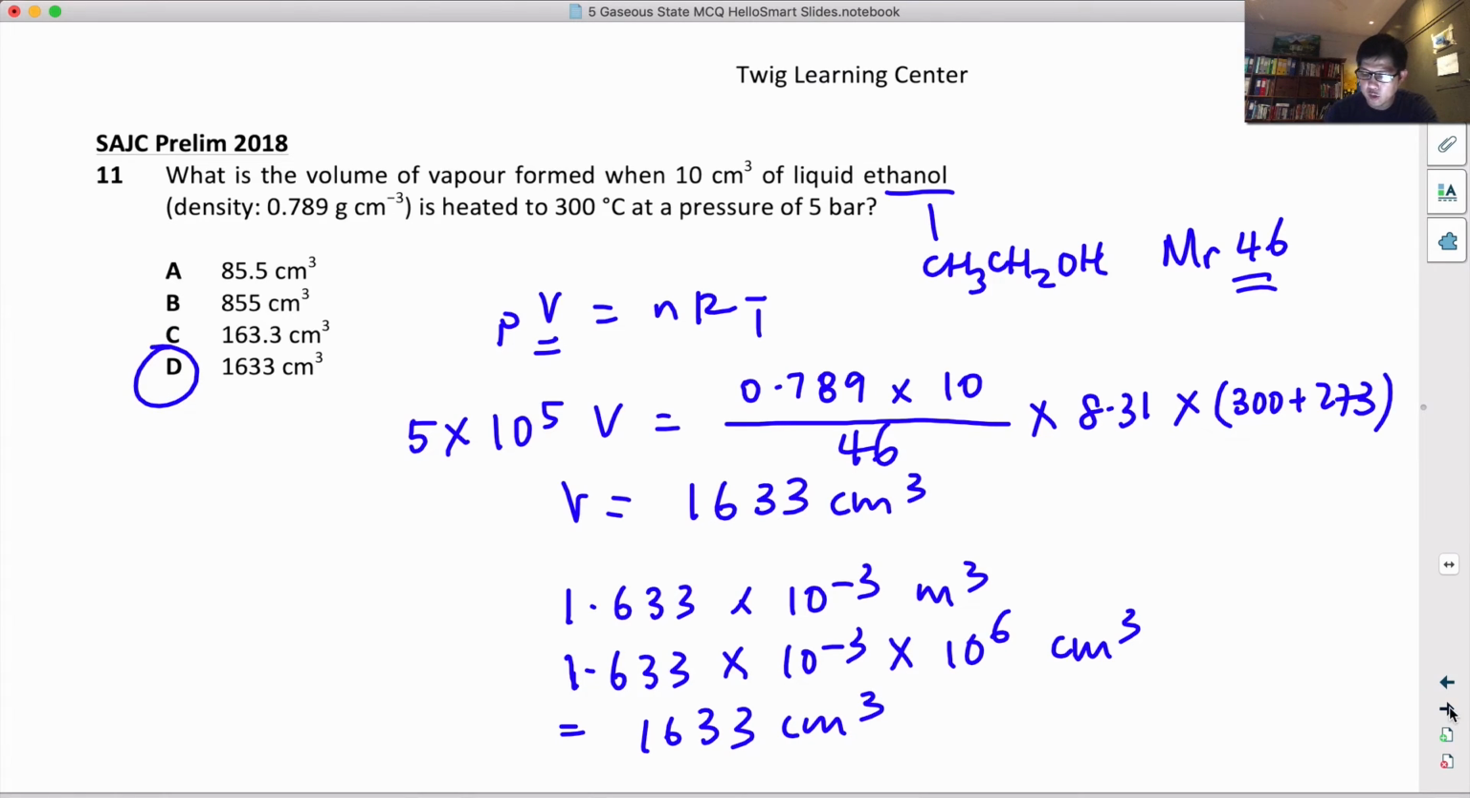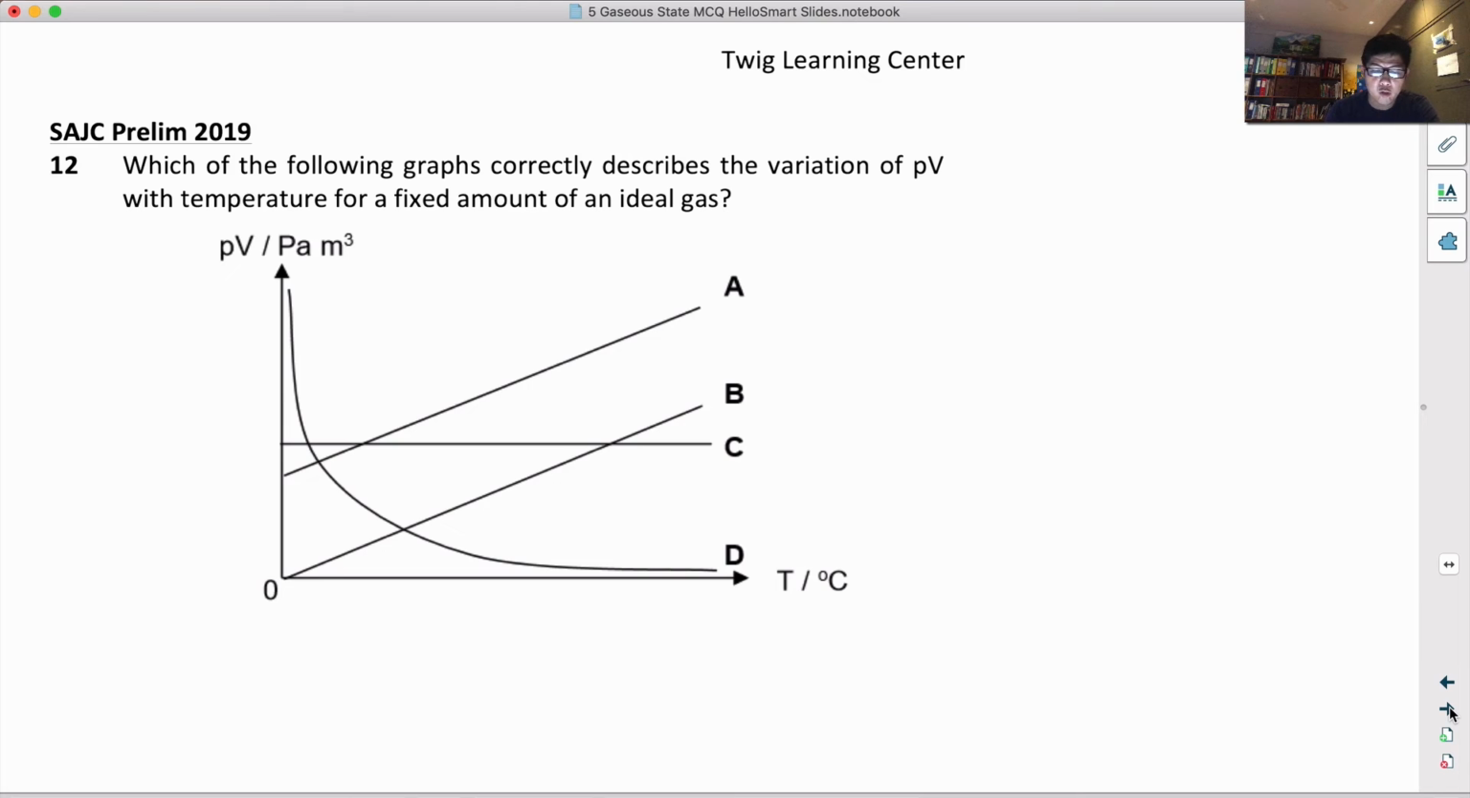Let's look at the next one, question 12. Which of the following graphs represents the variation of PV with temperature for a fixed amount of an ideal gas? So fixed amount, which means number of moles is a constant. PV equals nRT. So n is a constant, R is a constant. You are plotting PV versus T.